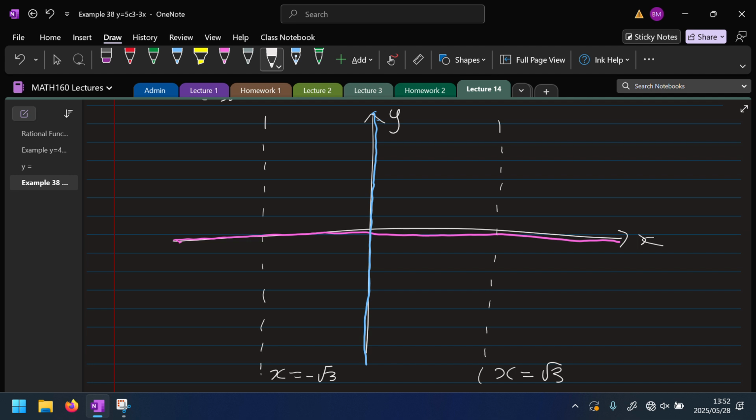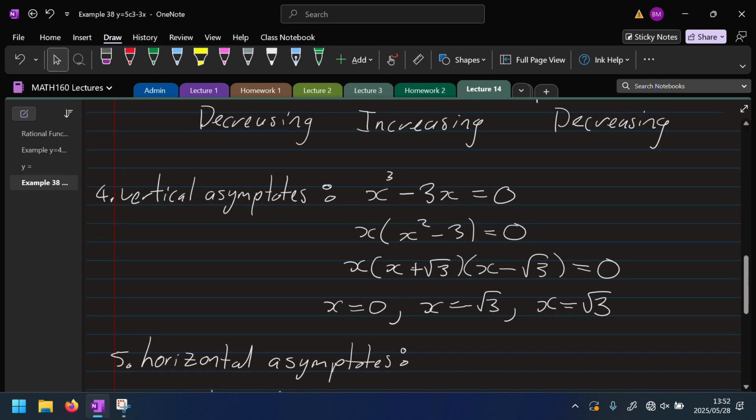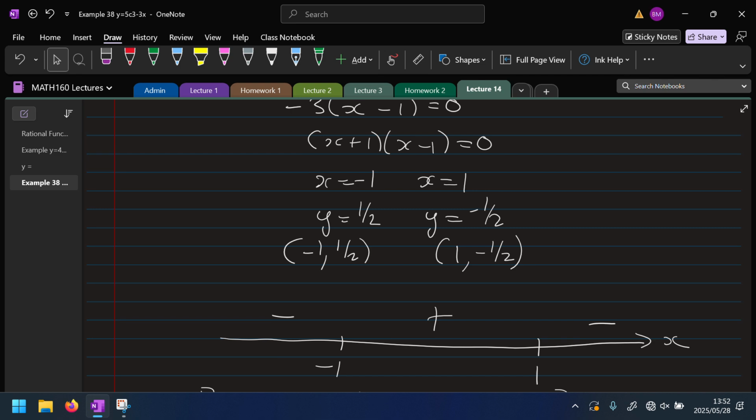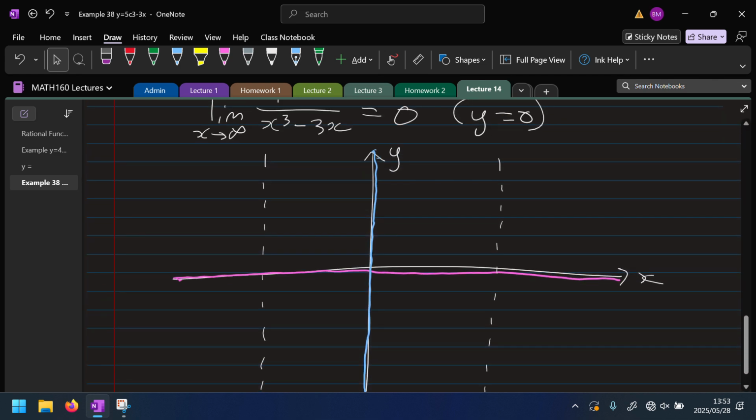Okay, so that's all the asymptotes taken care of. Remember, there's no y-intercept and there's no x-intercept, so we can skip those. But there are two turning points, so we need to fill those in. One of them is at minus 1, minus 1/2, so we can fill that one in. So minus 1, minus 1/2, let's put that up here. And then on the flip side, we've got 1 and minus 1/2 as the other one. So that's down here somewhere.